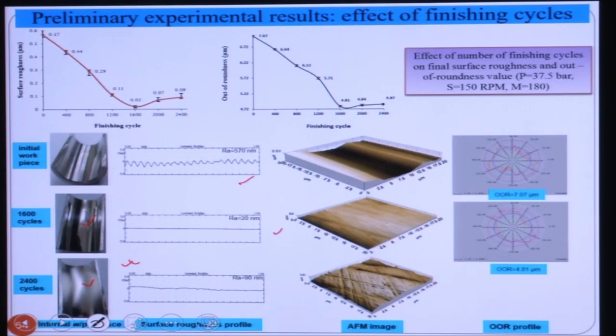So these kind of scratch marks are generated. Outer roughness also improves with the finishing cycle. So we can see here that from 7.072 we got 4.81 as the outer roughness.